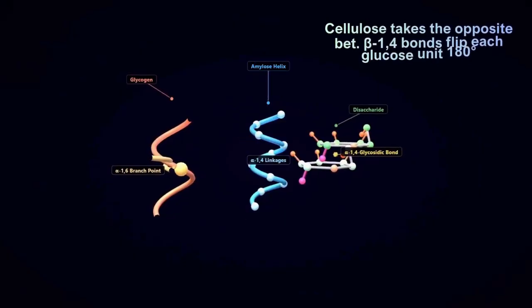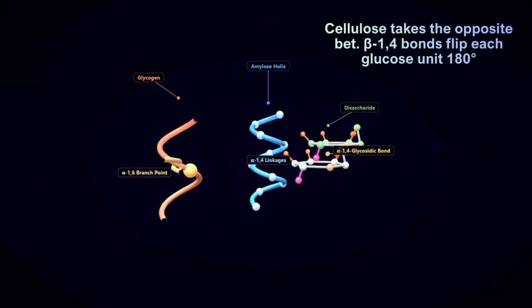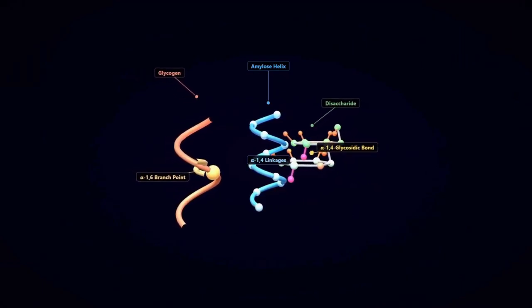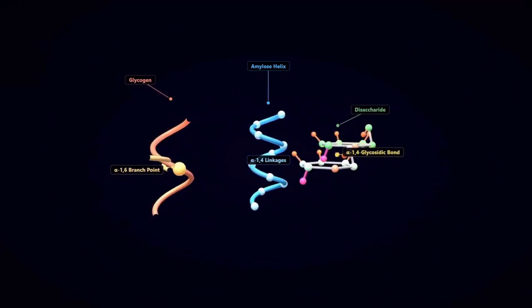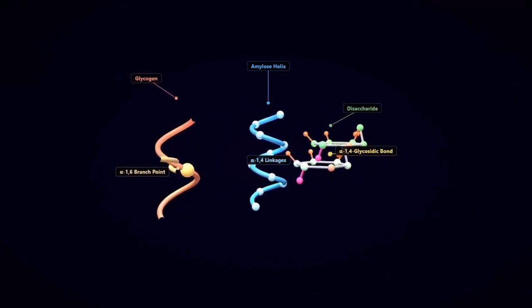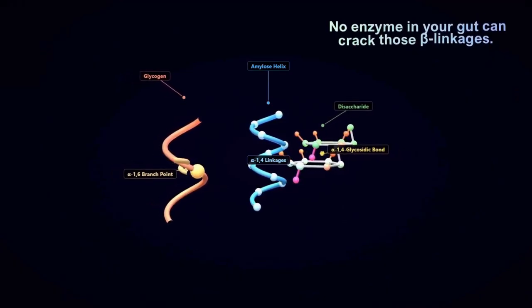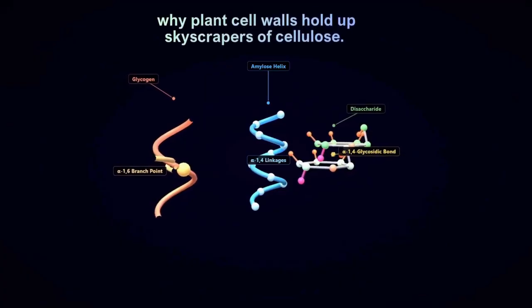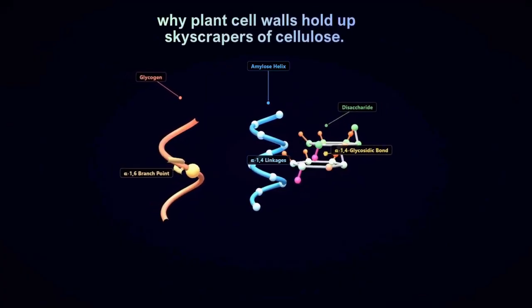Cellulose takes the opposite bet. Beta 1,4 bonds flip each glucose unit 180 degrees, creating dead straight chains that lock together with hydrogen bonds into cables of extraordinary strength. No enzyme in your gut can crack those beta linkages. That is why you cannot digest wood and why plant cell walls hold up skyscrapers of cellulose.